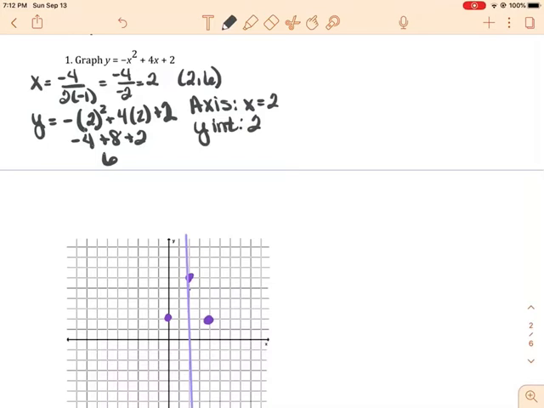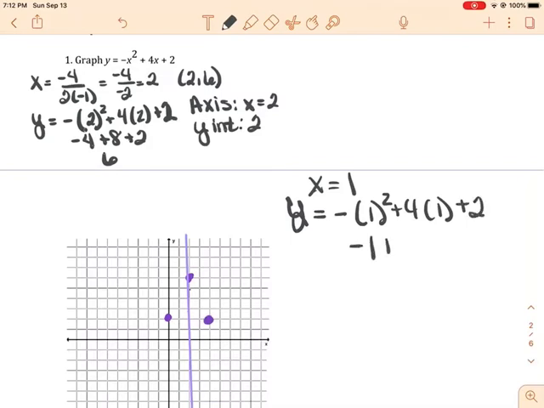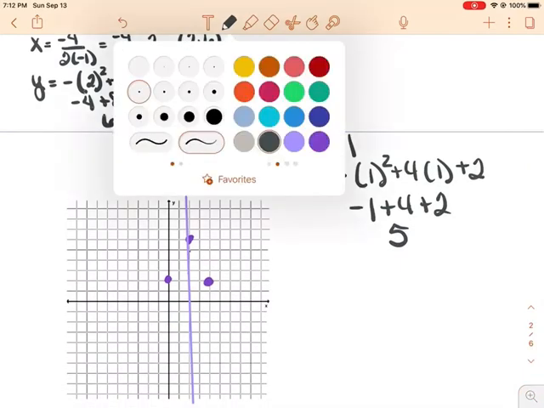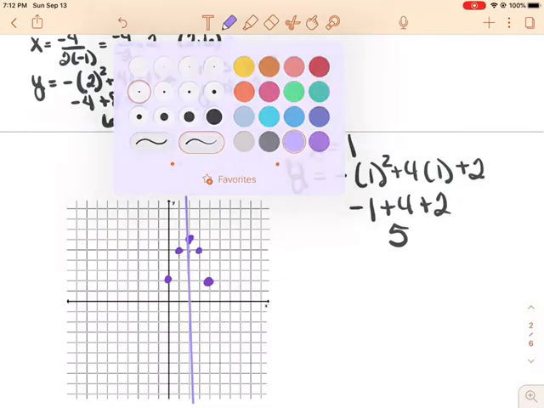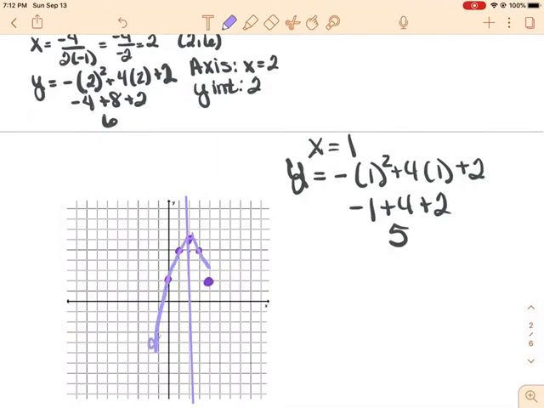Keep in mind you're going to have to graph it though. So I'm going to pick just 1. So we use x equals 1. So -1 plus 4 plus 2. So that's 5. So I'm going to go over 1, up 5. Mirror across, and plot my parabola.